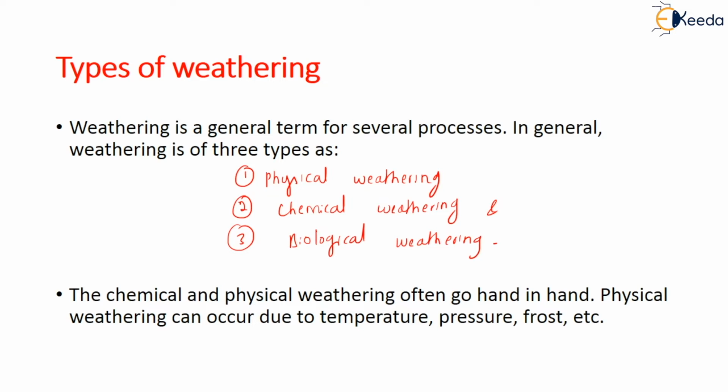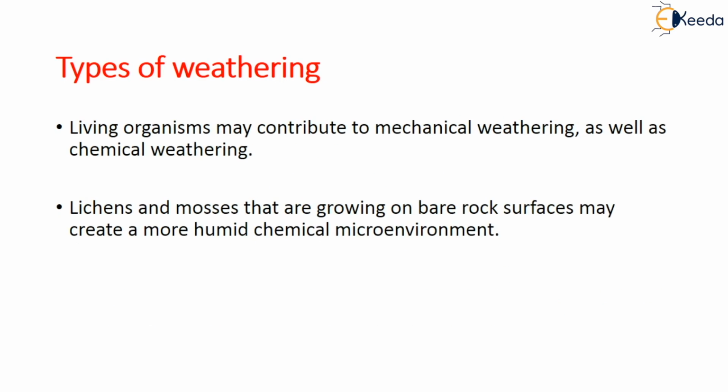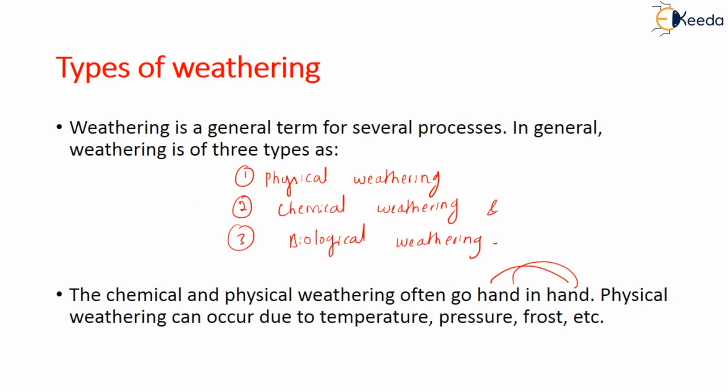We should note that the chemical and the physical weathering often go hand in hand, like they both go parallelly. But physical weathering can occur mainly due to the pressure, temperature, and the frost, etc. Let us see what the agents are which will affect and change the parent rocks physically, chemically, and biologically on the surface and beneath the surface.